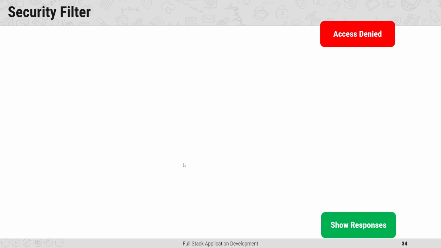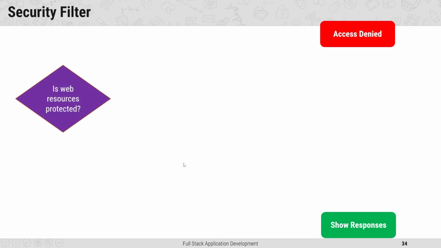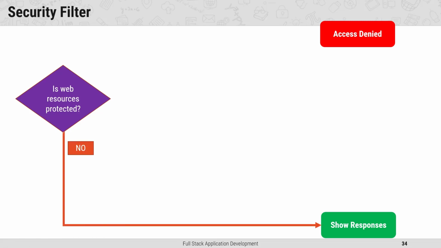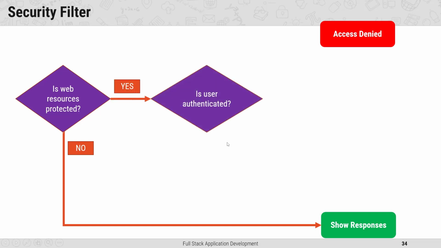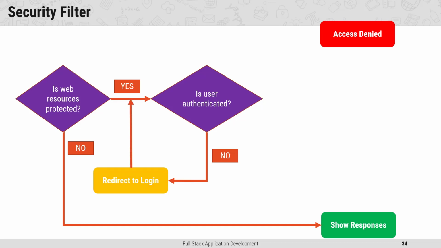This could be understood like this: first it will check whether the web resource is protected. If it is not, then the response is shown to the client. But if it is protected, then it will check whether the user is authenticated or not. If the user is not authenticated, then it will be redirected to the login page, and then the user will try to authenticate him or herself once again.